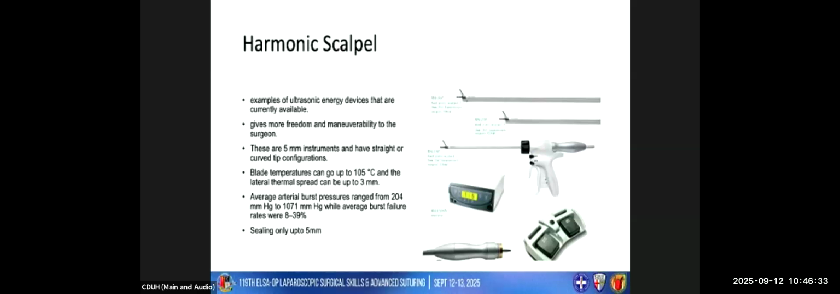These are 5 millimeter instruments and have straight or curved tip configurations. The blade temperatures can go up to 105 degrees centigrade, and there is a lateral spread of about 3 millimeters. The advantage of using a harmonic scalpel is that it gives the surgeon more freedom and maneuverability. It doesn't have a cutting option though, and it can only seal up to a 5 millimeter vessel.